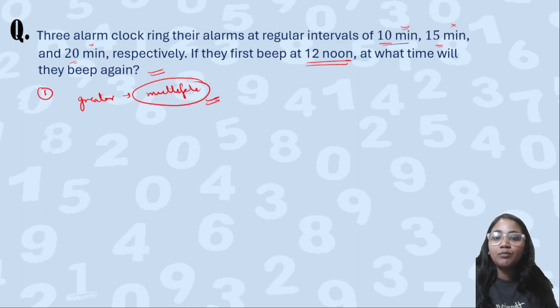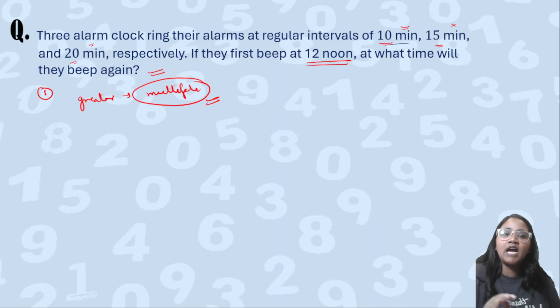We need to find a multiple, because the factors are always less than the given numbers, right? The factors are always less than, or they can be equal to, but they will never be greater than the given number, right? So we want the answer to be greater than the three of them, because if it is less than any one, then one of the alarms will not beep, right? So they have to be greater than all three numbers. So we need to find the multiple.